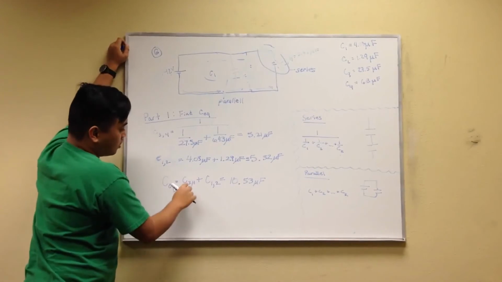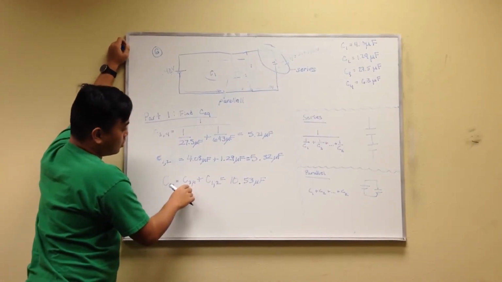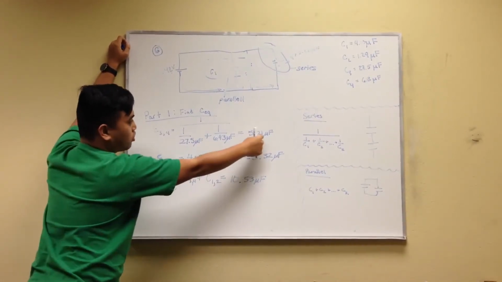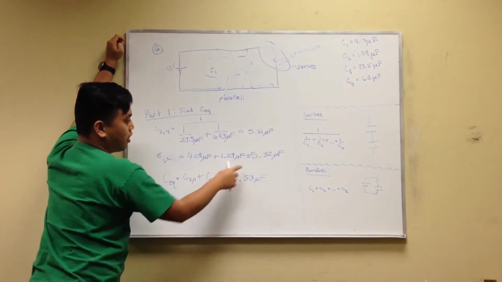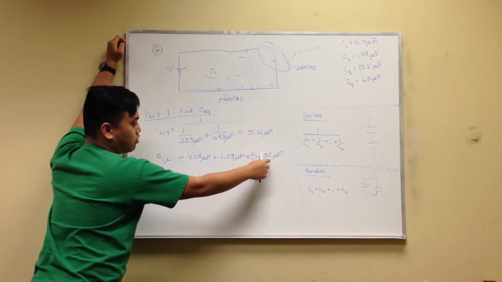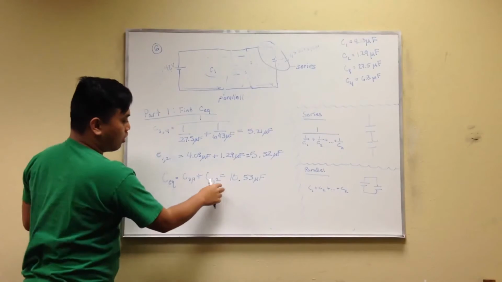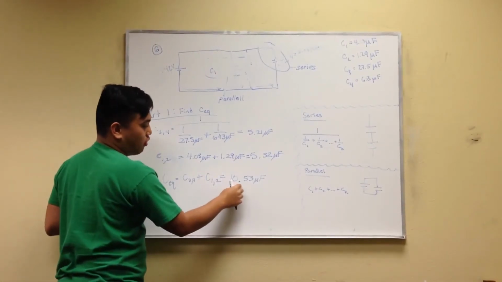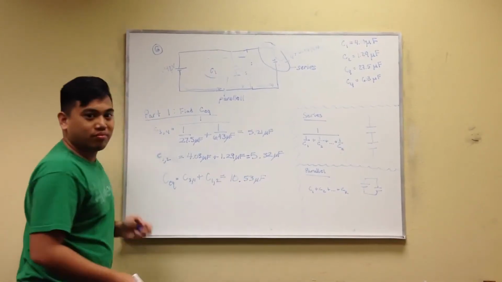For CEQ, we could just add them straight across. So C34, which is 5.21 microfarads, plus C12, 5.32 microfarad. Our equivalent capacitance is 10.53 microfarad.